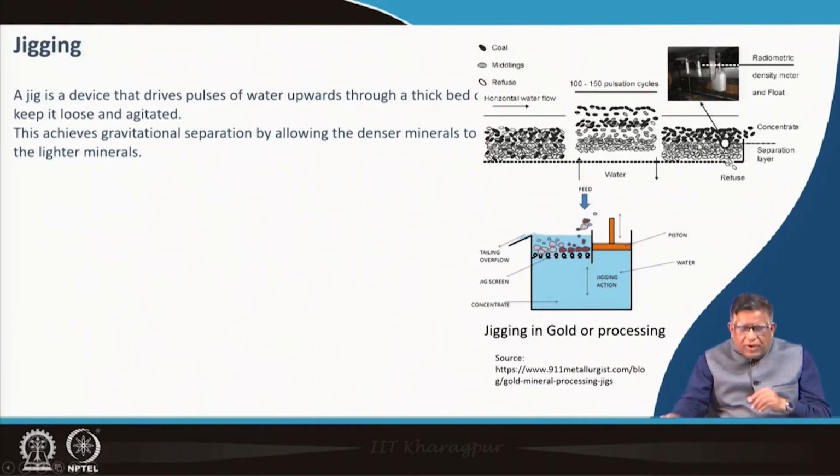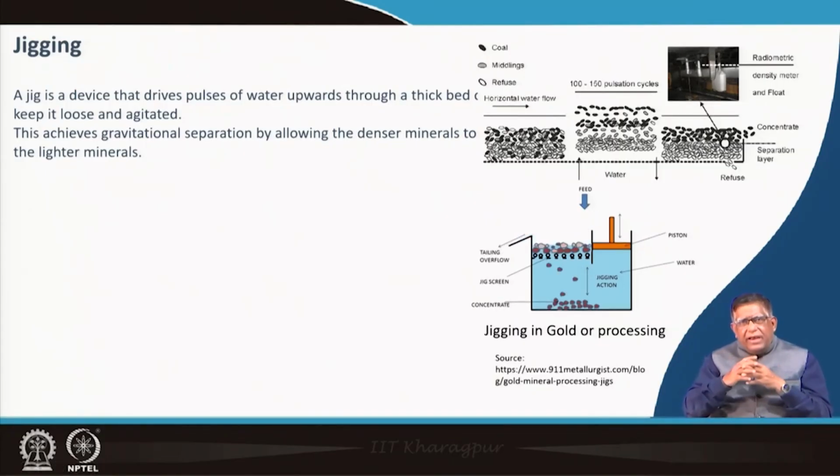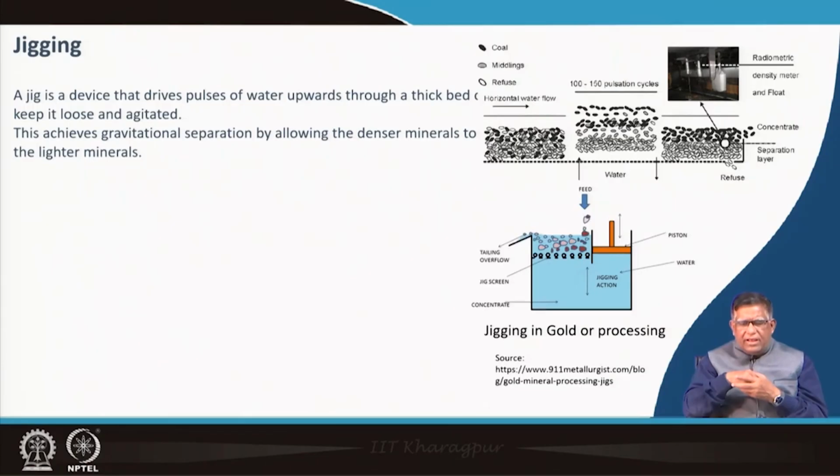Now, jigging is also done in, say, gold mines. There also, the heavier materials are collected. In the coal case, the heavier material was the residue. Sometimes jigging is done particularly in gold processing, where the gold's density is more than the other sandstone.